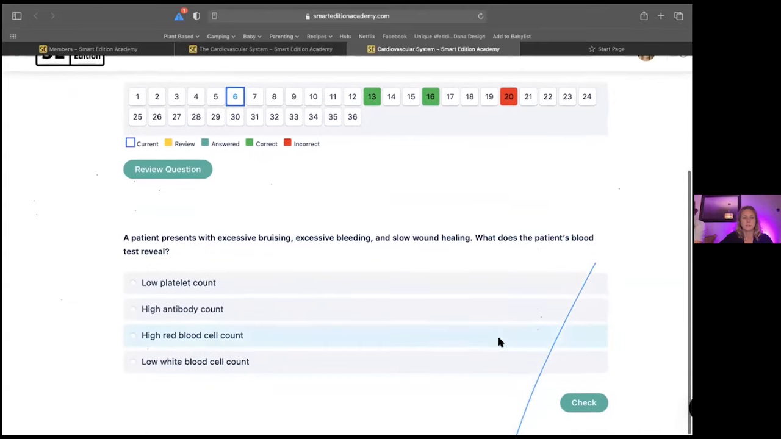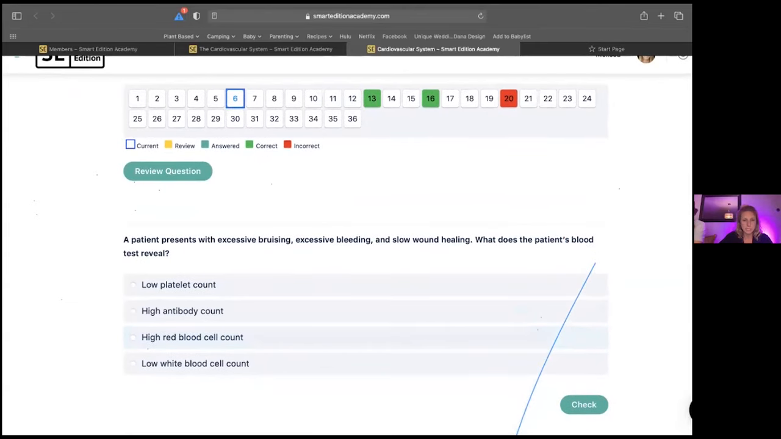Number 6, okay. A patient presents with excessive bruising, excessive bleeding, and slow wound healing. What does the patient's blood test reveal? A, low platelet count. B, high antibody count. C, high red blood cell count. Or D, low white blood cell count.